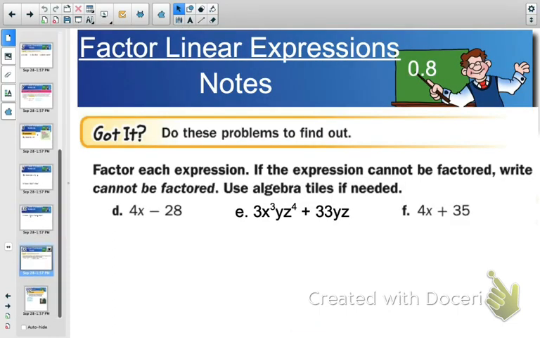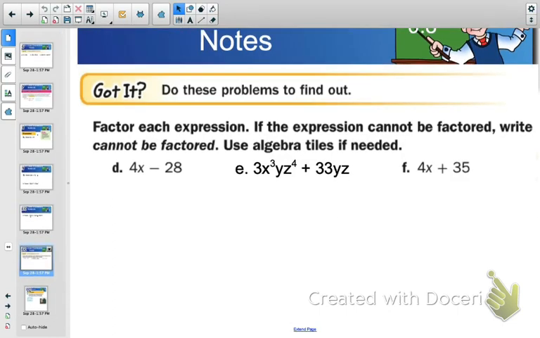All right, I'm going to let you try these. I'll give you a hint. One of these cannot be factored. The other 2 can. Okay, go ahead and try these, factor these, and pause this in 3, 2, 1, pause.